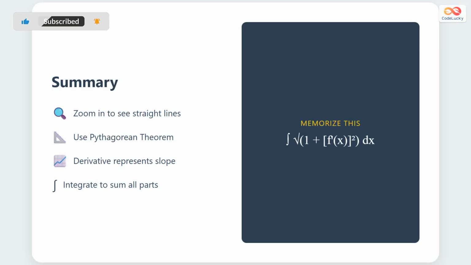To summarize, arc length is just an infinite sum of tiny Pythagorean hypotenuses. Remember to take the derivative, square it, add 1, and then integrate the square root.